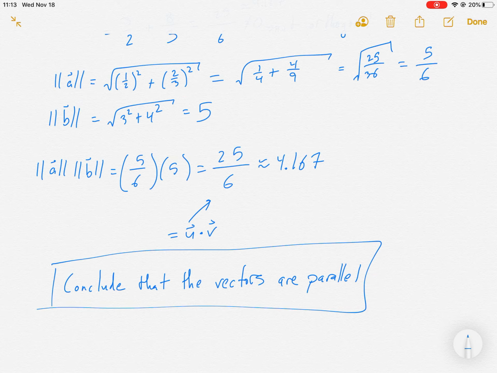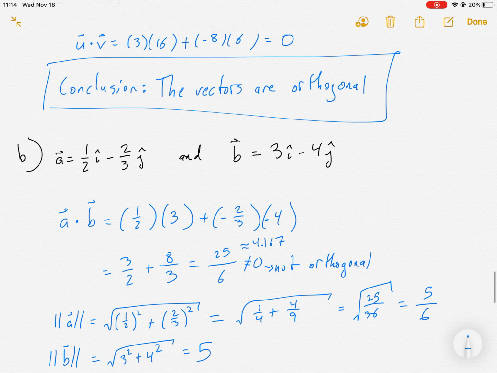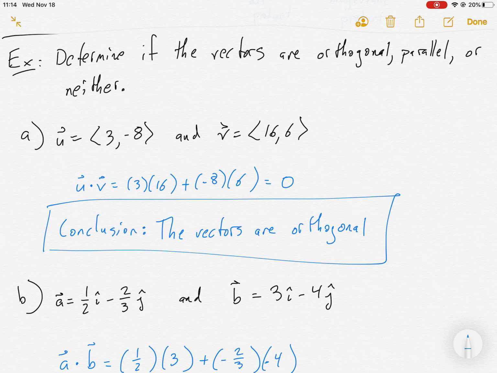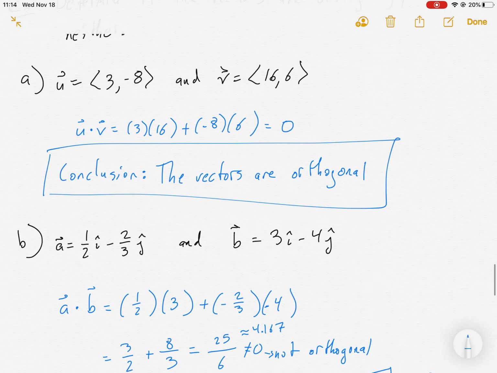Okay, so this video did go on a little bit long, but there are a couple definitions in here. The main examples you should be able to do are shown here, where we had to find if the vectors were orthogonal, parallel, or neither, and then also just finding the angle in between.